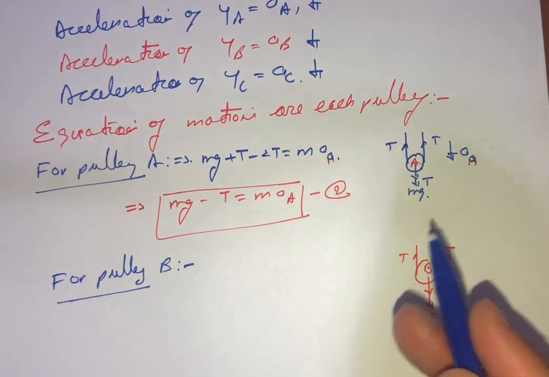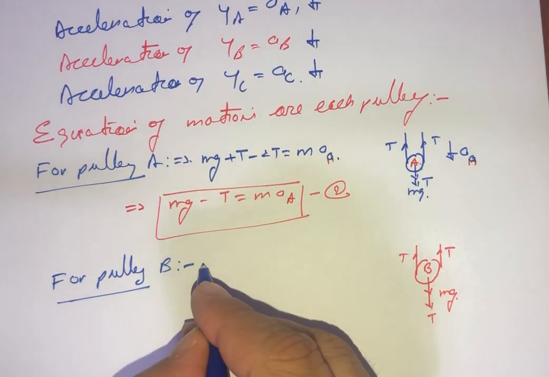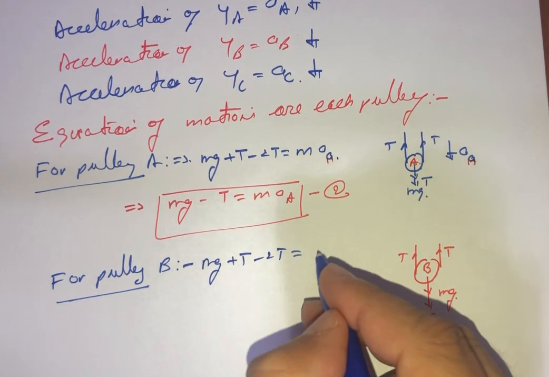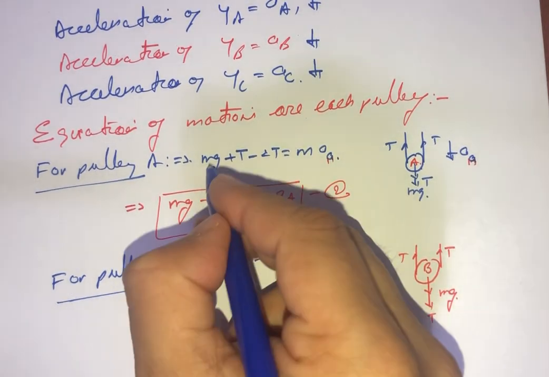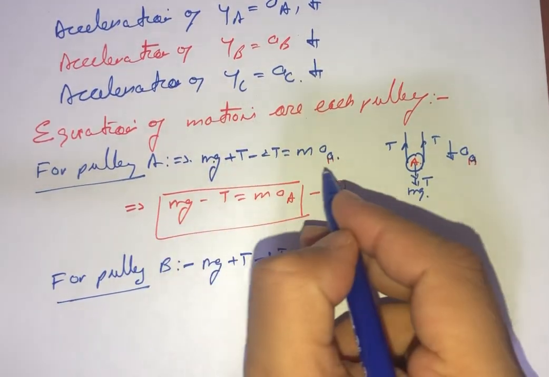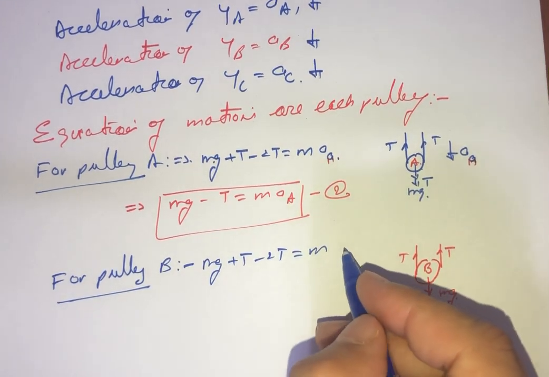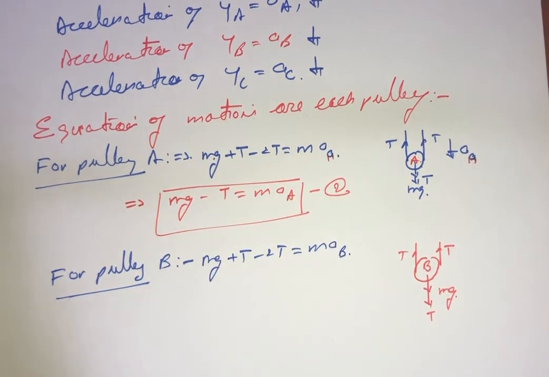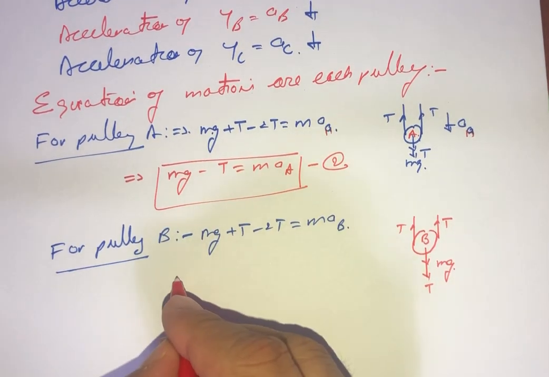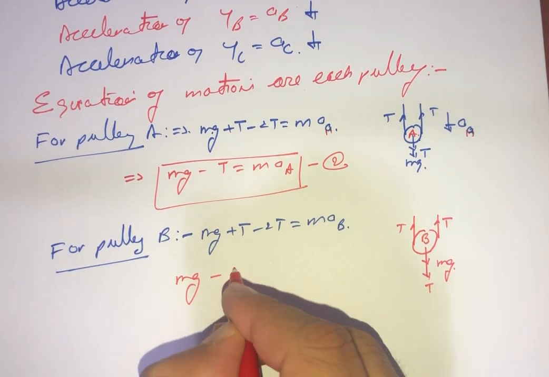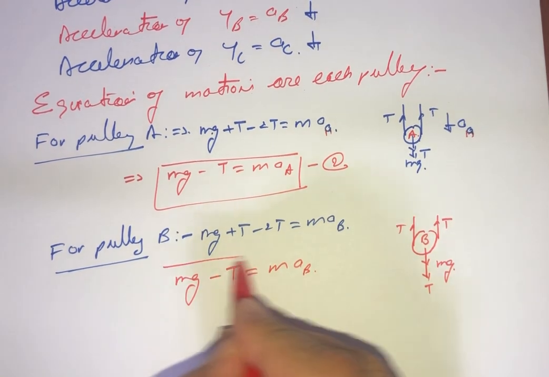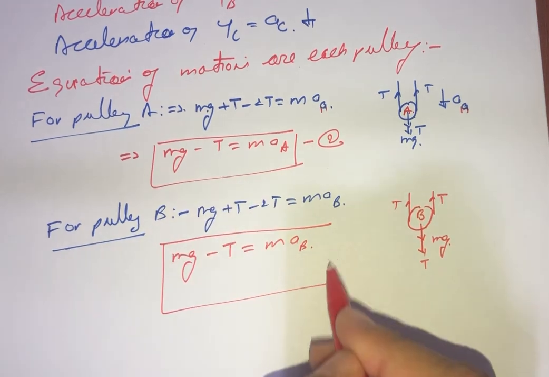So the equation will be coming same. We can write mg plus T minus 2T is equal to MA. I missed it, yeah, it's okay because they are same. So this is MAB, and we can write this equation as mg minus T is equal to MAB, and let this be the equation number 3.